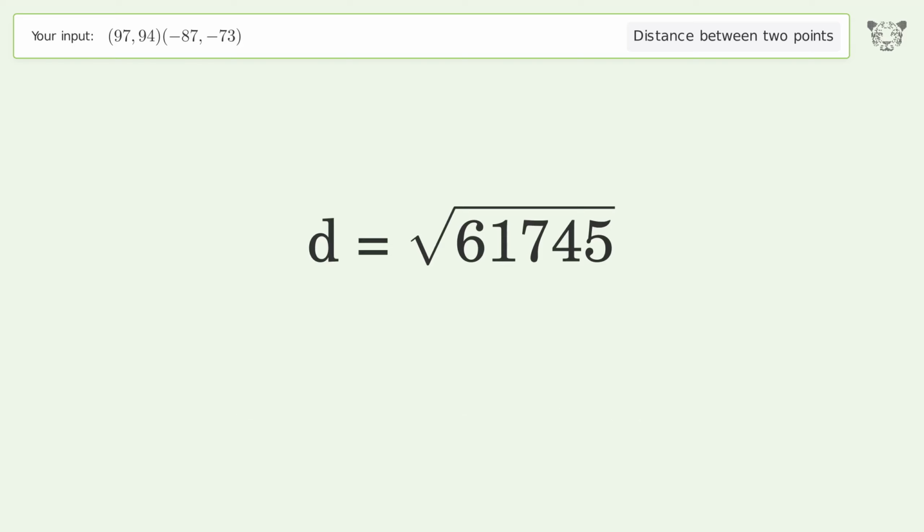And so the distance between the 2 points is the square root of 61,745, or 248.485.